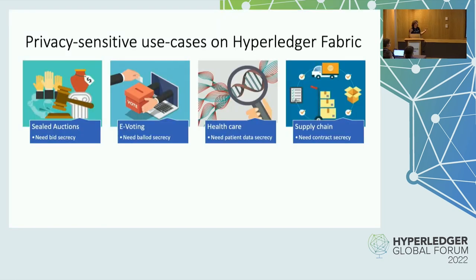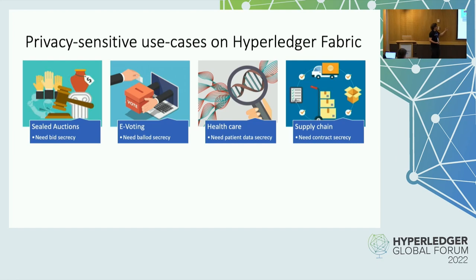All right, let's start easy, okay? So why do we want something like Fabric Private Chaincode? There are many use cases where the blockchain actually makes sense in order to trace data. Everyone can see the data and verify that certain things are going on correctly. However, some use cases come with very privacy-sensitive requirements, and there are a bunch of examples like sealed auctions, voting, healthcare, supply chain. And all these use cases have some portion of privacy requirement in them.